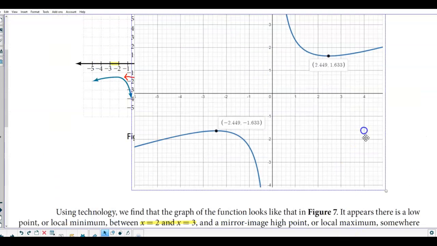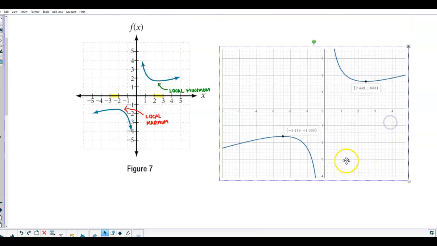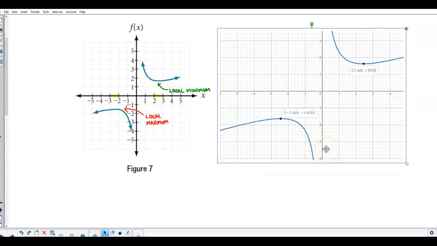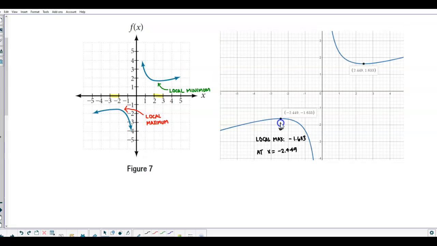So what we're doing here is we now have particular values telling us which is the local minimum and which is the local maximum. If we take a look at this ordered pair, we can say that the local maximum is at -1.633, because that is the y value, and it's occurring when x is equal to -2.449.